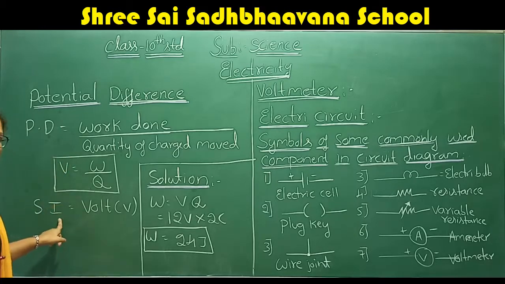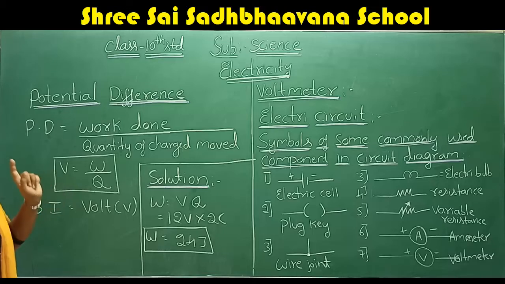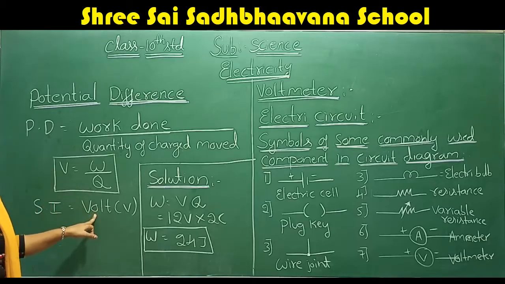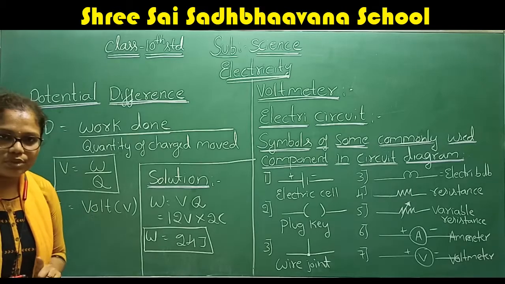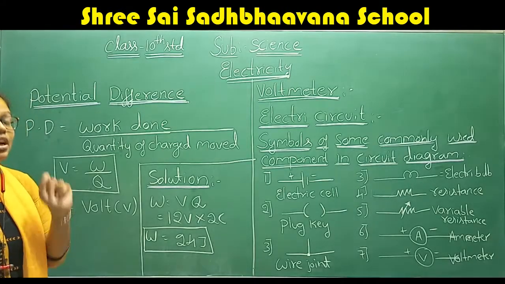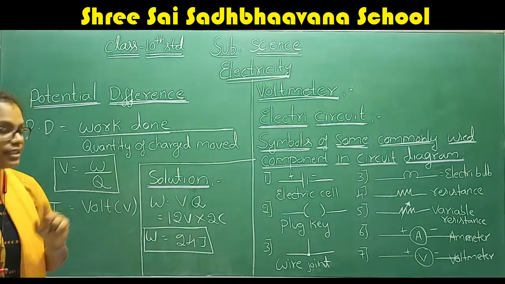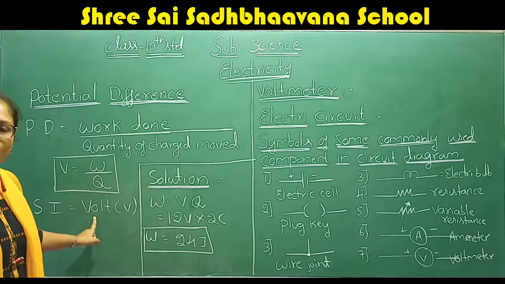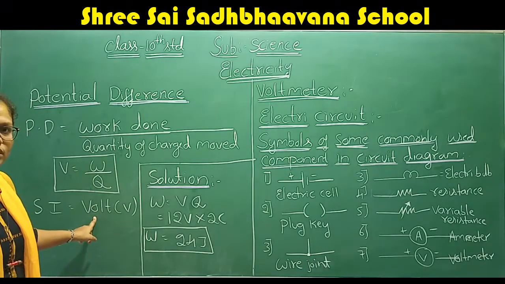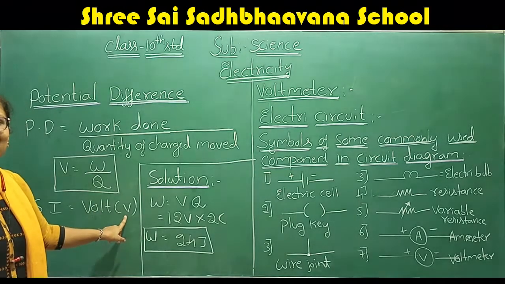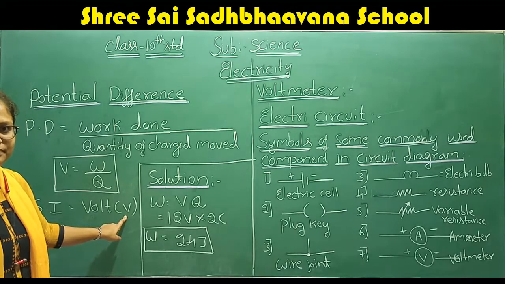The SI unit of the electric potential is volt, V-O-L-T, and it is represented by the capital V.